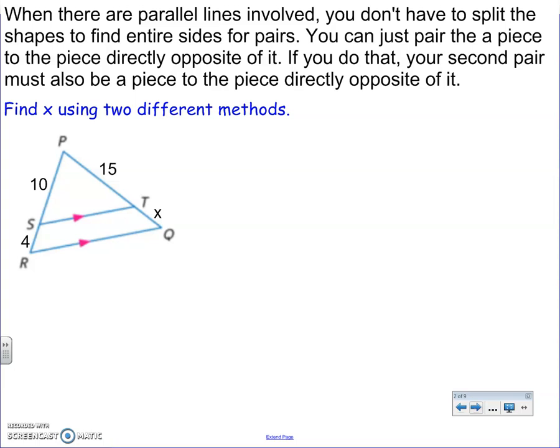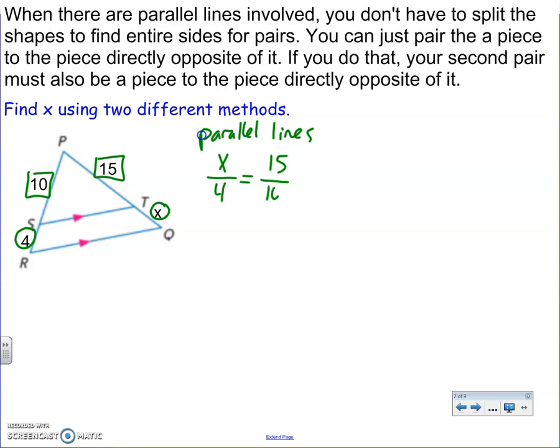So here's the picture. It says find x using two different methods. Here's the new method, the parallel lines method. We're taking advantage of the parallel lines. We can just pair this piece with the piece opposite of it. So x goes to 4, and then this piece with the piece opposite of it. Like before, I'm going to do my normal circle, circle over square, square. Circle over circle. I'll pick the right side, so I'll pick the right square first. Right side square over left side square.